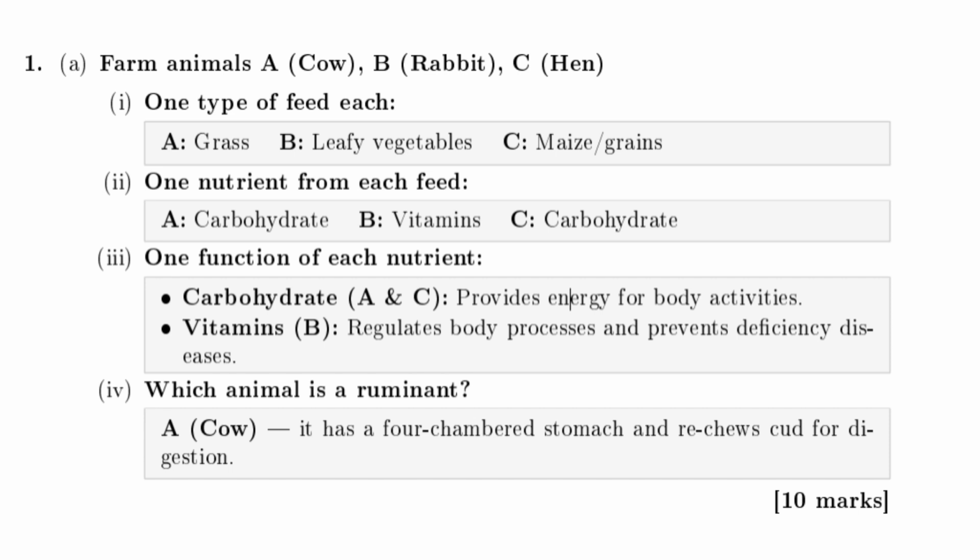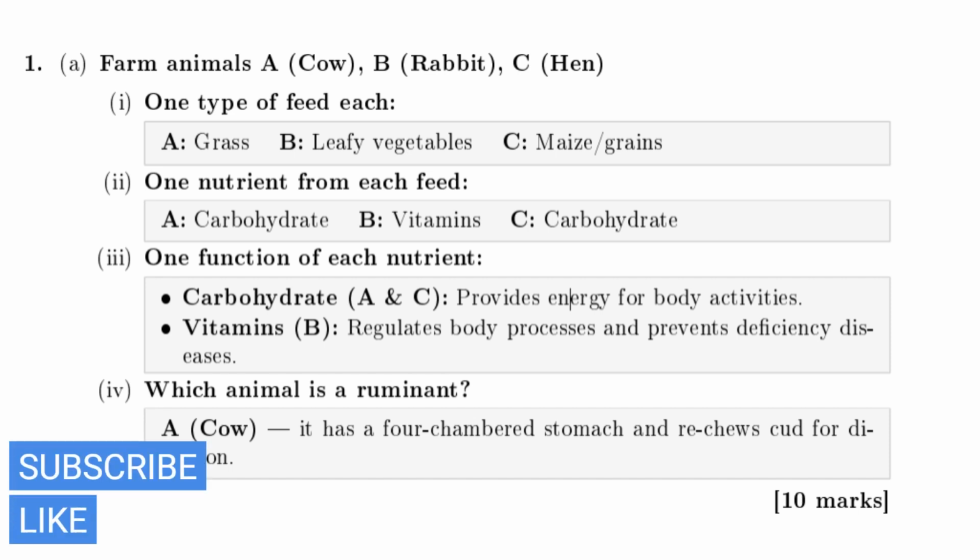So which animal is a ruminant? I'll say A is a ruminant because A is a cow. It has a four-chamber stomach and ruminates, chewing the cud, for digestion.